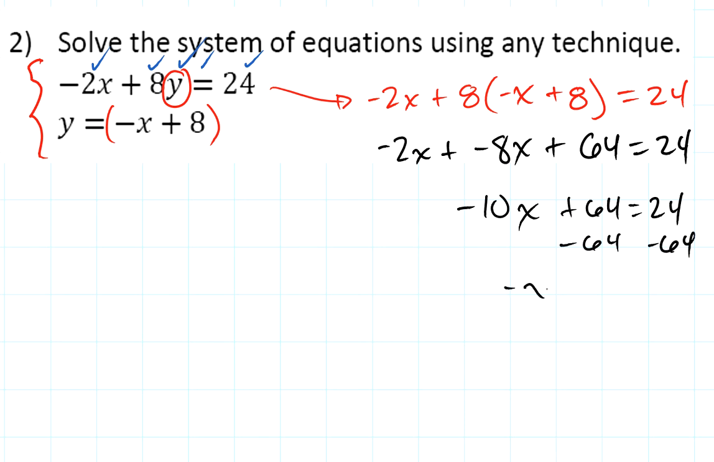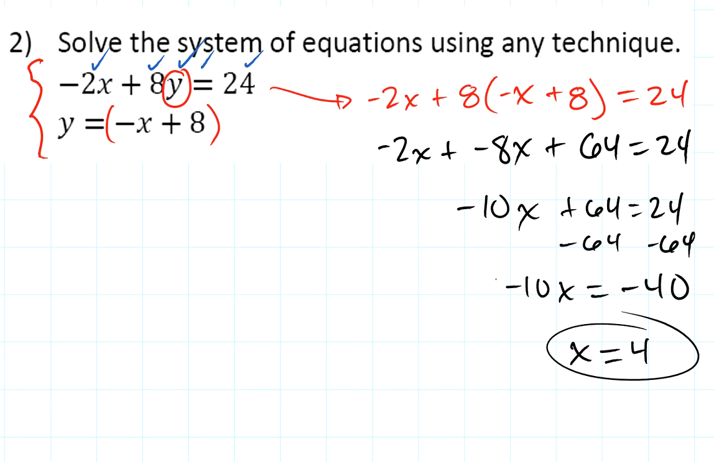From each side now I'm going to subtract 64. So I get that negative 10x is equal to negative 40. If I have negative 64 and I add 24 to that, that's negative 40. Now I'm going to divide both sides by negative 10, division property of equality here. That gives me that x must equal the number 4. So I have a value for x at this point.